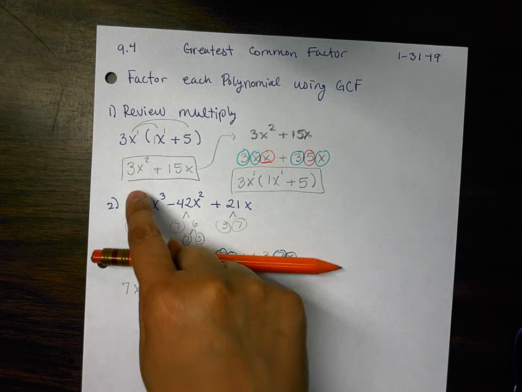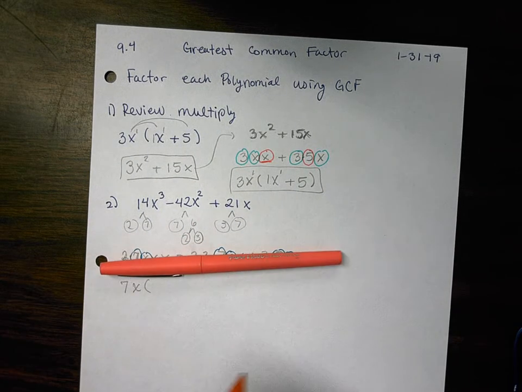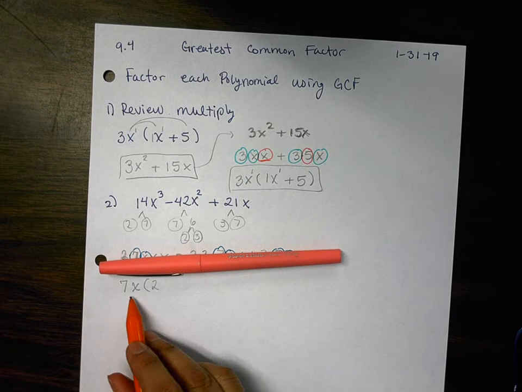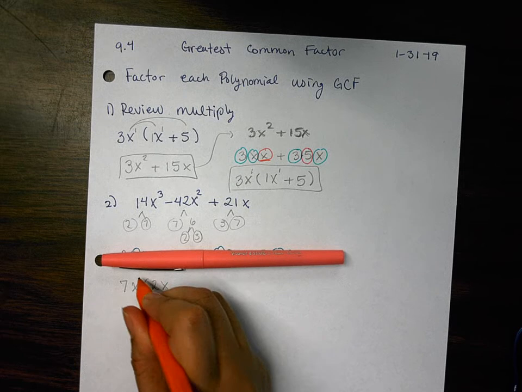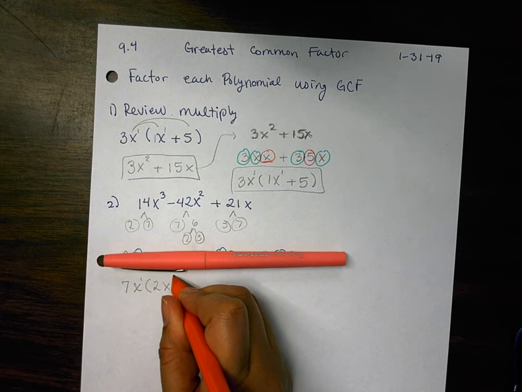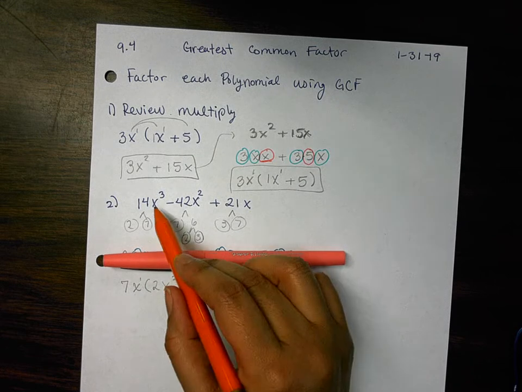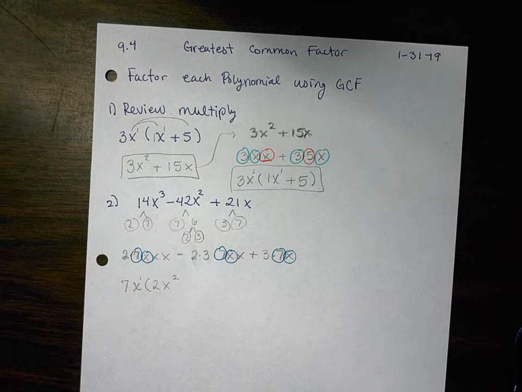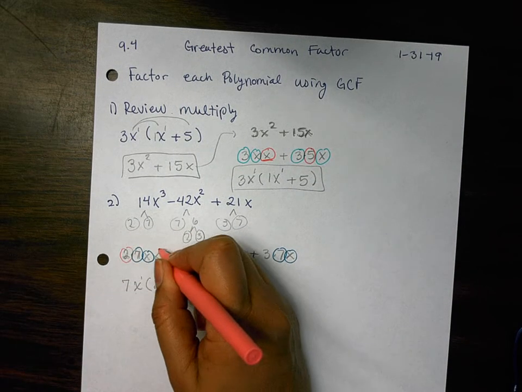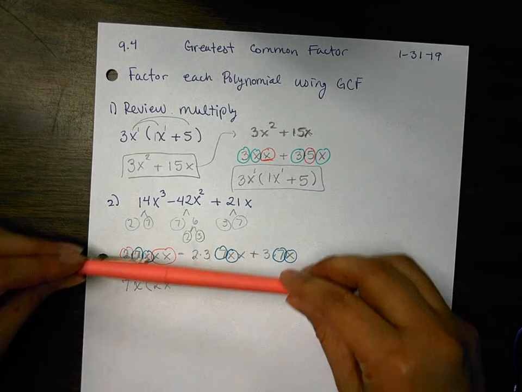7 times what is 14? 2. You have to add the exponents to get x cubed. If this is already 1, what power goes here? 2. Do you guys agree that 7 times 2 is 14? X times x squared is x cubed? Yes or no? Okay, let's look at what's left. Was it indeed a 2 and an x squared that was left? Yes or no? Yeah. Okay.